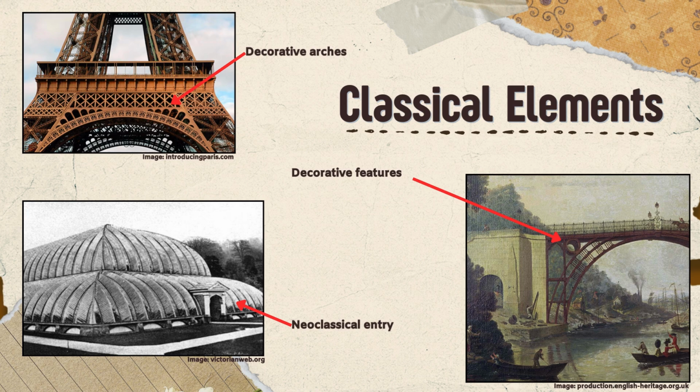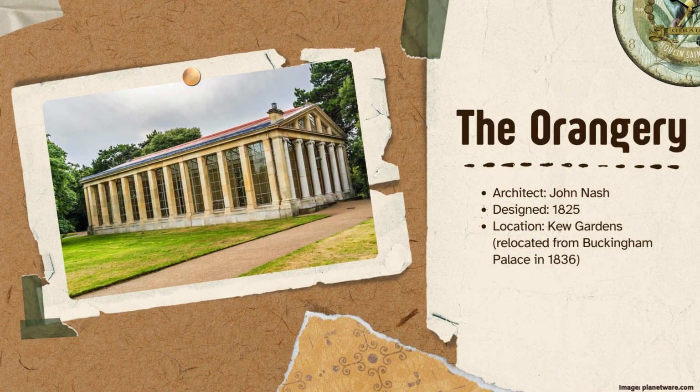Despite the rapid shift in the possibilities of design and construction, they still somewhat reflected the past and could not completely separate themselves from it. A good example of the use of new technologies in design while maintaining classical elements can be seen in John Nash's Orangery, which was designed in 1825.